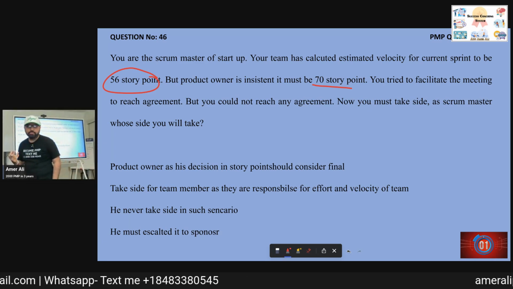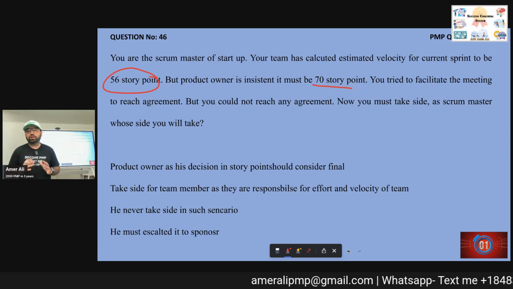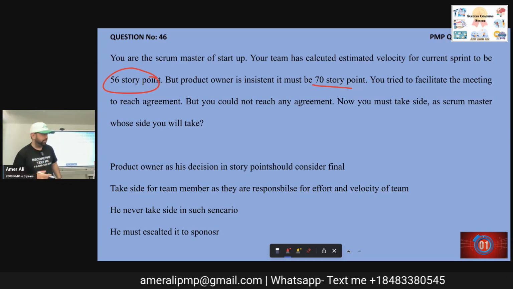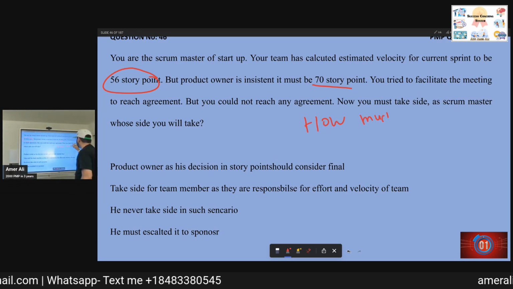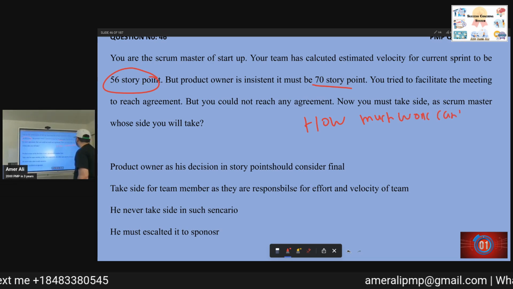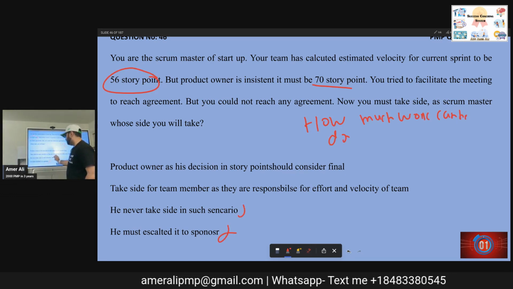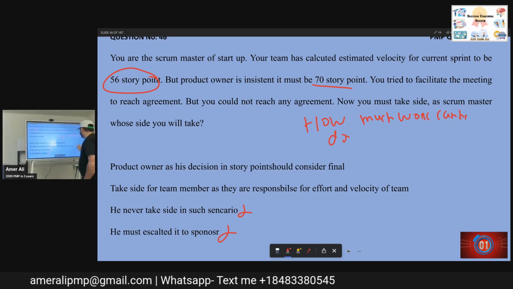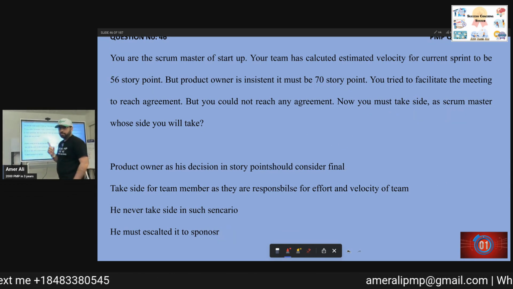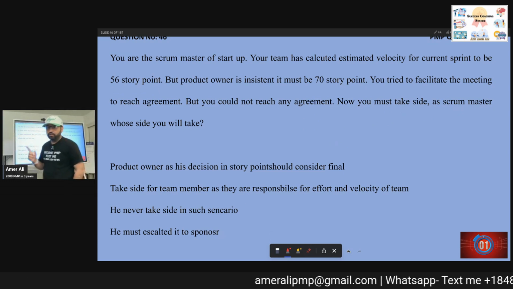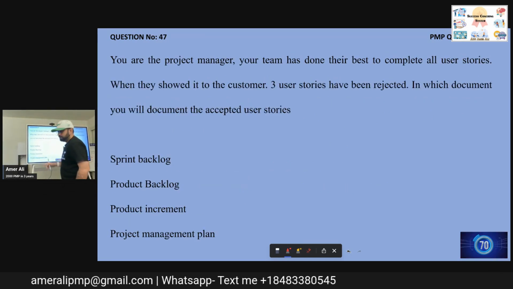Interesting question. Normally, a Scrum Master does not take a side. But when we want to see how much work can be done, that is the real question. He should not take a side, but the team is responsible. The product owner is not responsible for how much work is done. So what to do? The team decides how to do it. I like what Aftab put in there. B is the right answer. Next question.